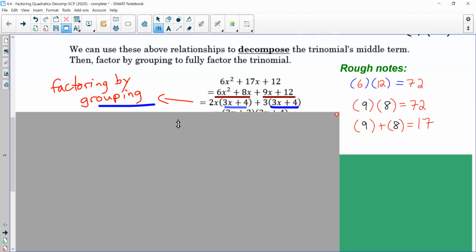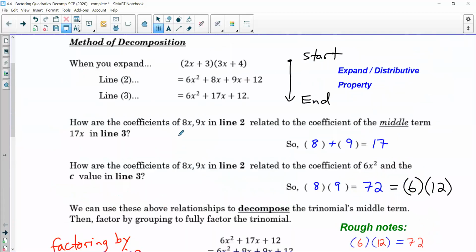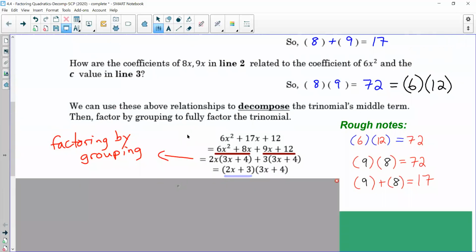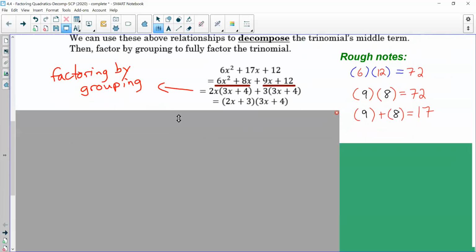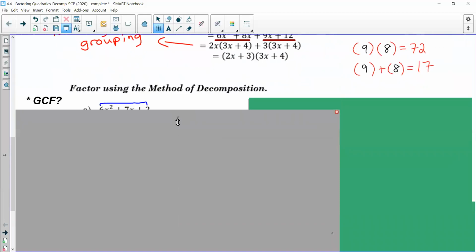So what that allows you to do then is say, well, the 3x plus 4 is the same for both, and the 2x plus 3 that were common become part of the other bracketed portion. And if you take a look up above, that's exactly what we had to begin with. So that's the method of decomposition. So we'll take a look at a couple more examples here. So we'll factor using decomposition.